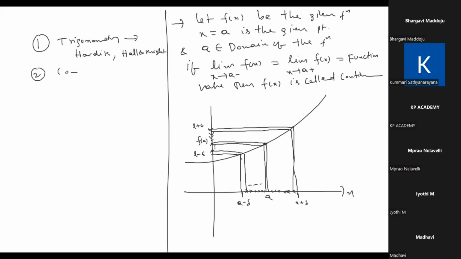Coordinate geometry by S.L. Loney. I am writing, coordinate geometry by S.L. Loney. Maybe these books are available as PDFs on Google, you can search, or otherwise you can take a Xerox. Singhal is good, Arihant is good. And there is one more, Atvir publication is also good. Other than that, if you want a higher level, there is one good book, coordinate geometry by S.L. Loney.